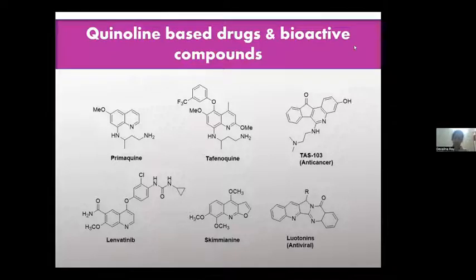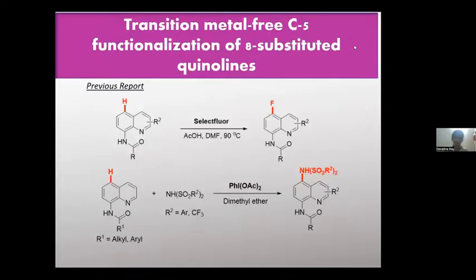of quinoline derivatives. Related to this kind of research, which has grown interest in the scientific community, we were mostly targeting site selective functionalization of quinoline derivatives.